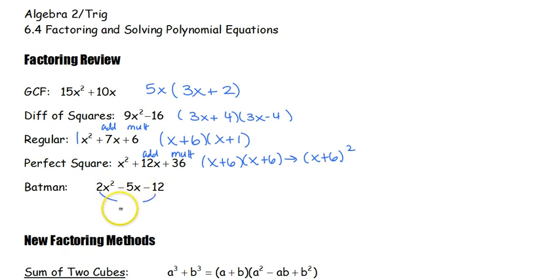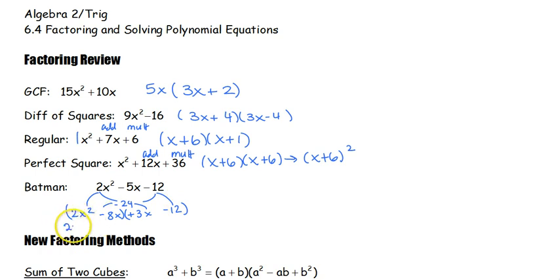We multiply the first and the last to get negative 24. Pull our first term down to get 2x squared. Pull down the negative 12. Two numbers that multiply to negative 24 and add to negative 5 are a negative 8x and a positive 3x. We factor by grouping.